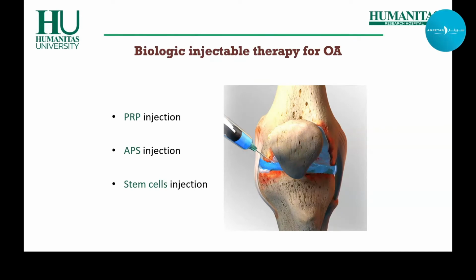So when we are talking about injectable treatments for osteoarthritis, there are different possibilities, coming from PRP to RPS to stem cell injection. We really have a lot of possibilities.